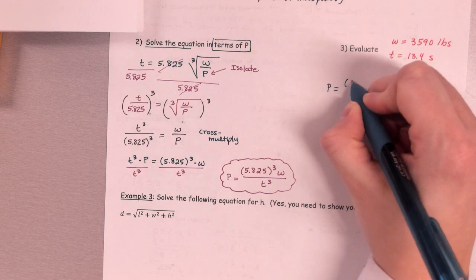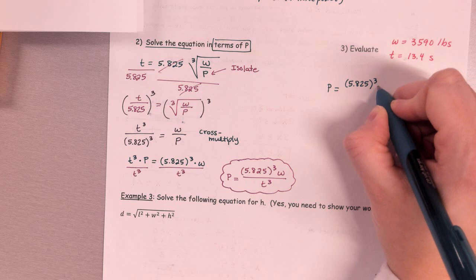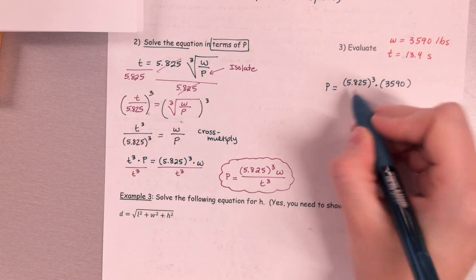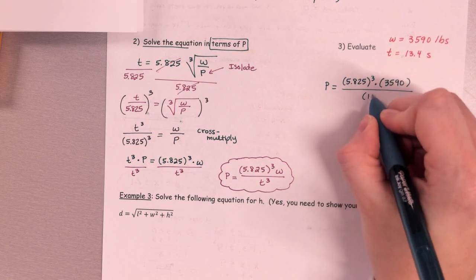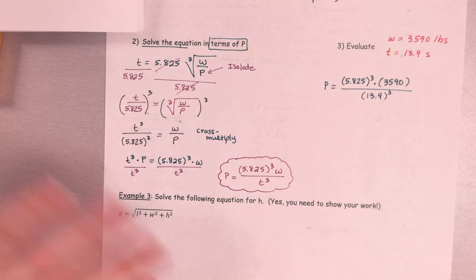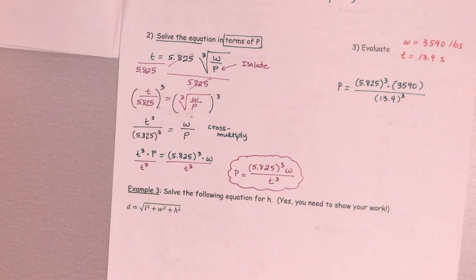We have the 5.825 cubed multiplied by w, which is the 3590 pounds that we already wrote down, and then the 13.4 to the third. So I'm going to give you a minute to calculate. Remember, you're rounding to the nearest horsepower. I do want you to check in with the person next to you to make sure that you rounded correctly, that you got the correct calculation.